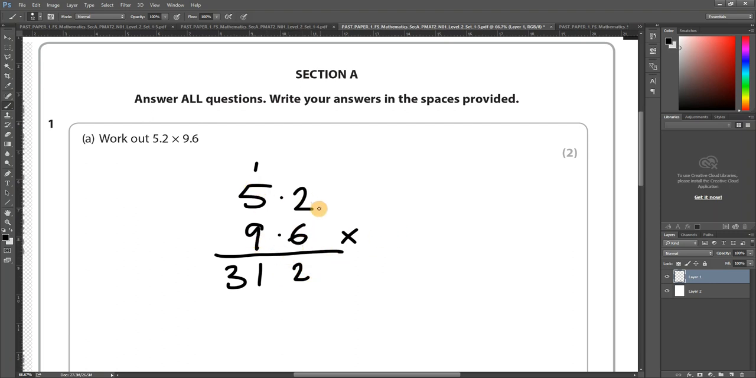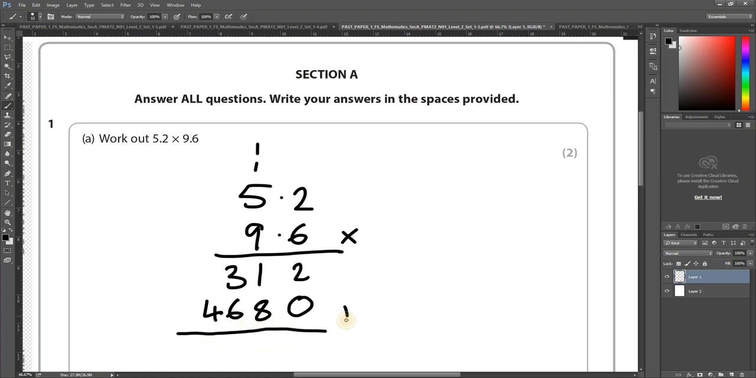And now you've got to multiply all the numbers at the top with the 9. But think of it as a 90 instead. If you ignore the decimal points, it'll be in the tens column. So put a 0 down, and you can think of it as a 9 now. So 2 times 9 is 18. Put the 8, carry the 1. 5 times 9 is 45, plus the 1 is 46.